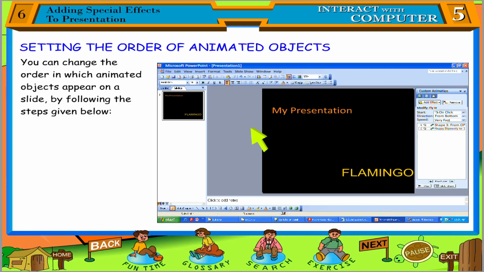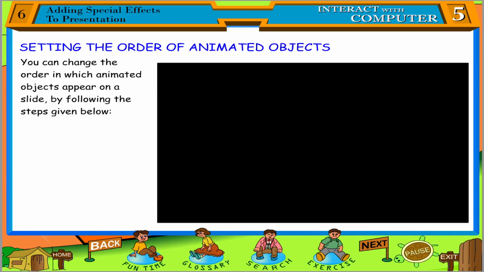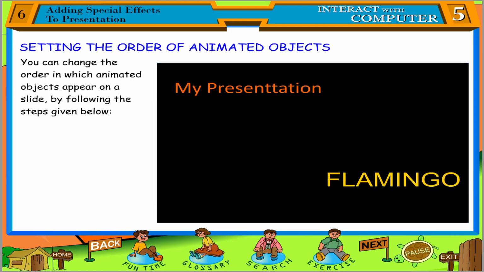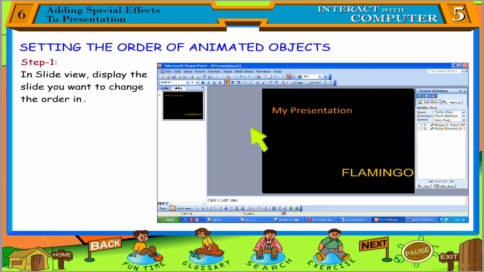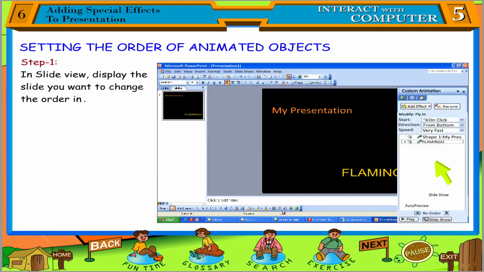Setting the order of animated objects. You can change the order in which animated objects appear on a slide by following the steps given below. Step 1. In Slide View, display the slide you want to change the order in.